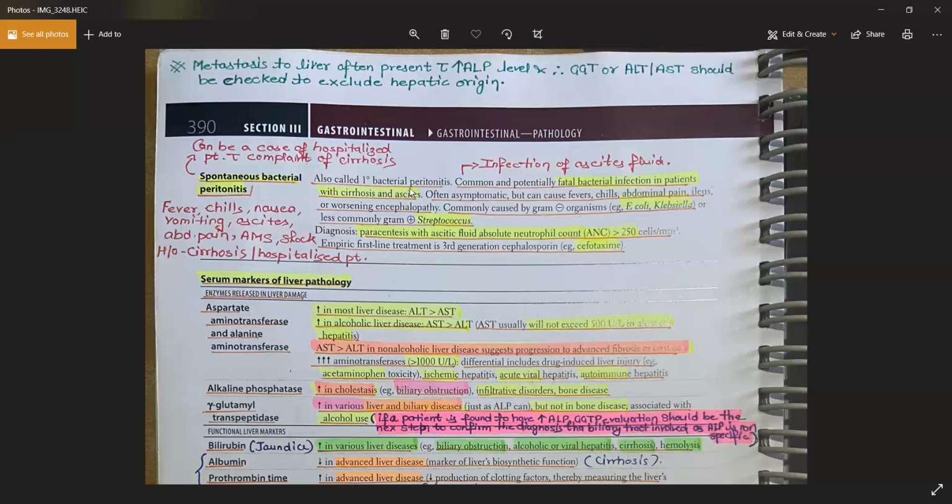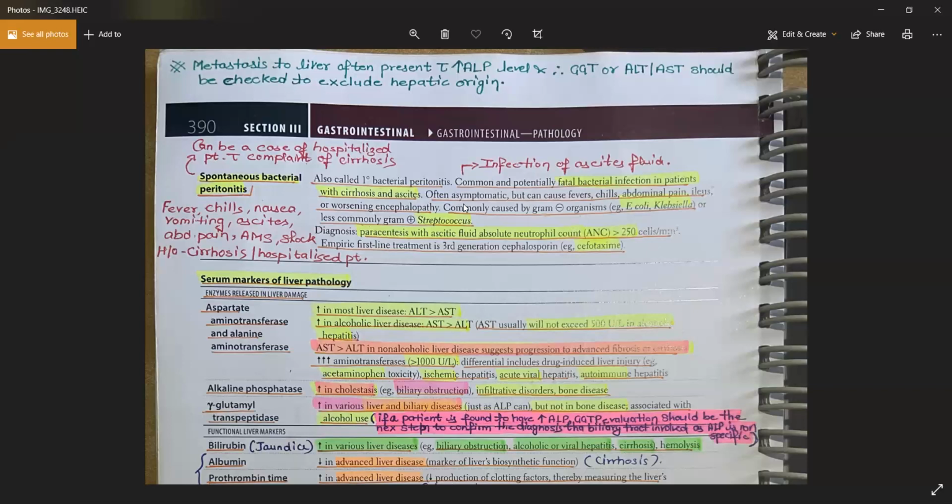The ascitic fluid which is present in the abdomen will become infected, because I told you that in case of portal hypertension, you will have a bacterial overgrowth, remember, which will be releasing nitric oxide. If that fluid becomes infected with these bacteria, then you can have spontaneous bacterial peritonitis.